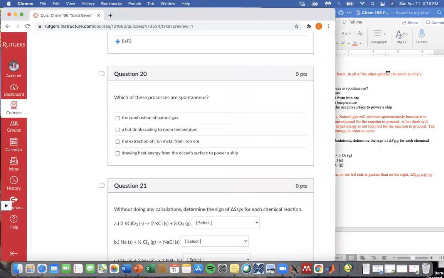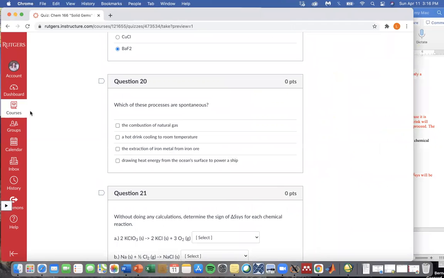And so were there any that immediately jumped out to you as being a spontaneous process that just happens in nature? You don't need to put energy into it in order for it to occur?